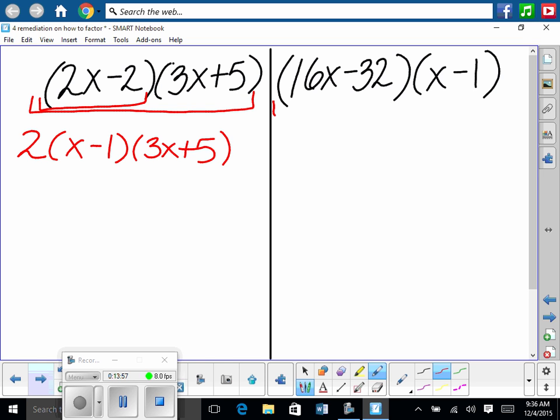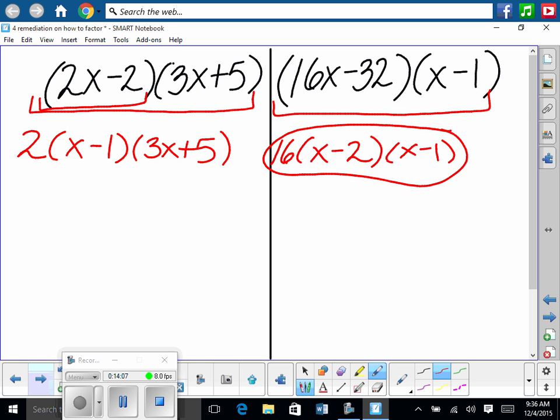Like in this one, it's not factored completely because 16x minus 32, we can pull out a 16. Left is x minus 2. And then we still have our x minus 1. So that was one point that I just wanted to make today, was to factor them completely. Is everybody okay with that? Do you see what I'm saying? This is really going to help us tomorrow and the next day. Okay, awesome.